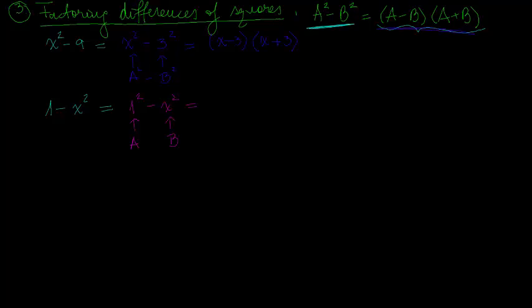So now there is no need to change the order of anything, just write down a minus b times a plus b. So in this case, a is 1 minus b is x times a, which is 1 plus x. Sometimes students get confused with this 1 minus x squared and they want to change the order. There is absolutely no need to change the order here. You can view 1 as a and x as b and simply write out the formula a minus b, a plus b.